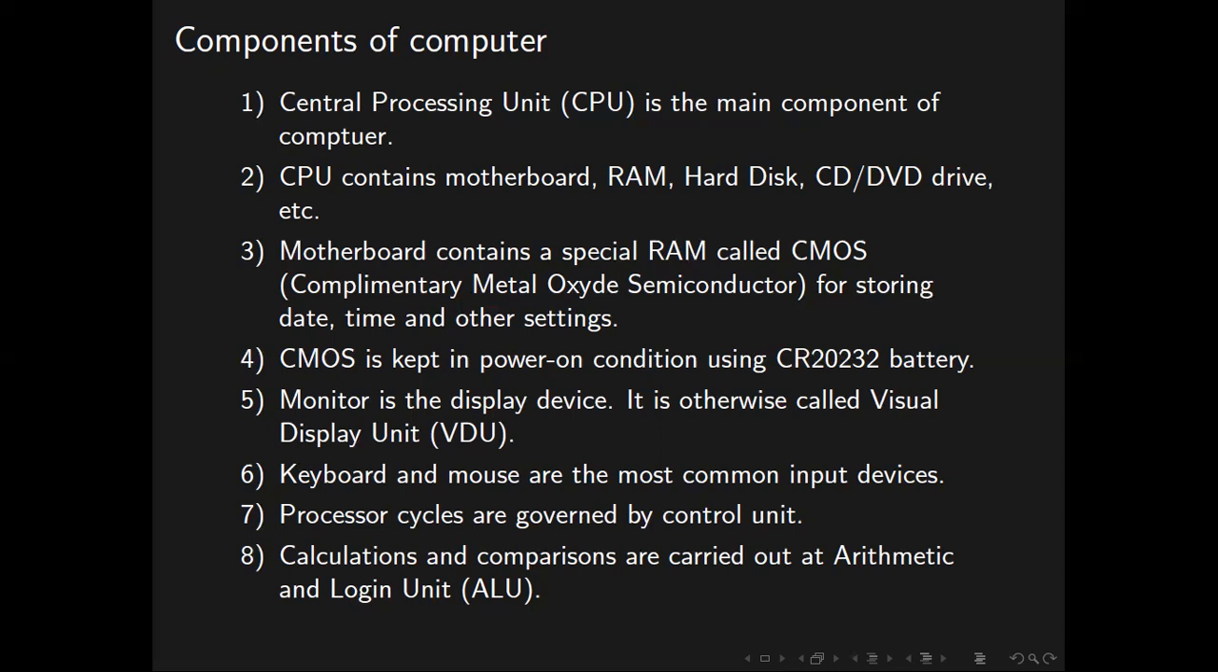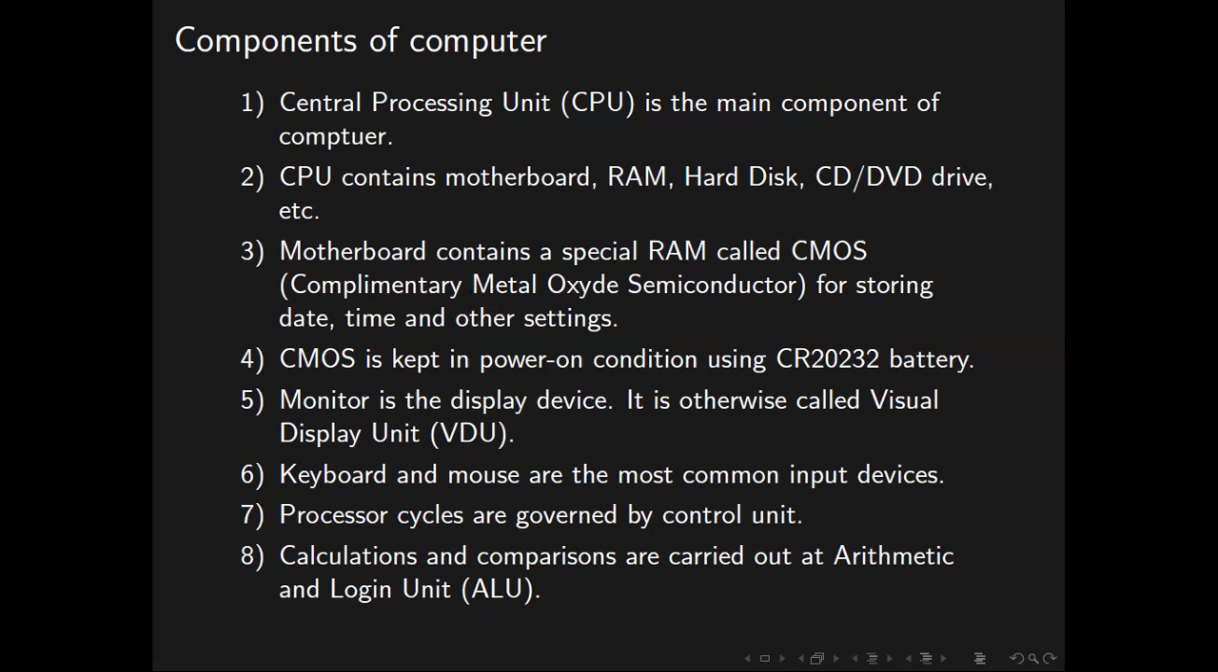Then we go to display device, which is the monitor normally. It may be monitor, it may be projector, it may be LED panel, it may be a television. Anything can function as a display device. We normally call it visual display unit. VDU is the common name. Okay. Monitor is the ordinary name we use for a display device. Then keyboard and mouse are used for input.